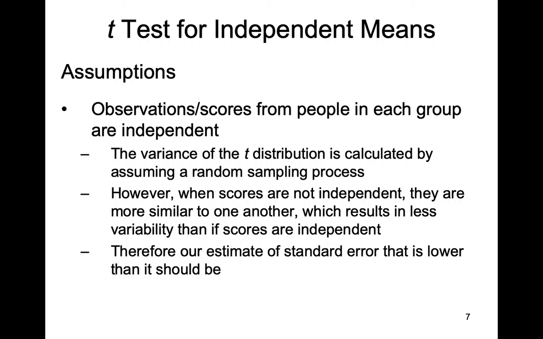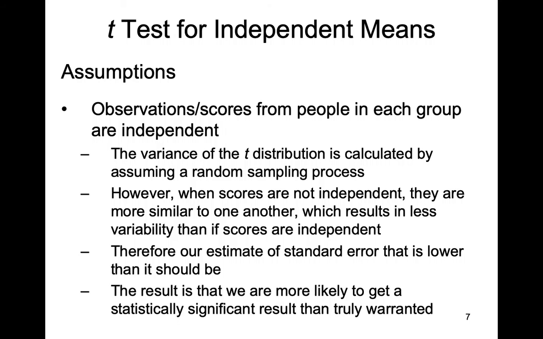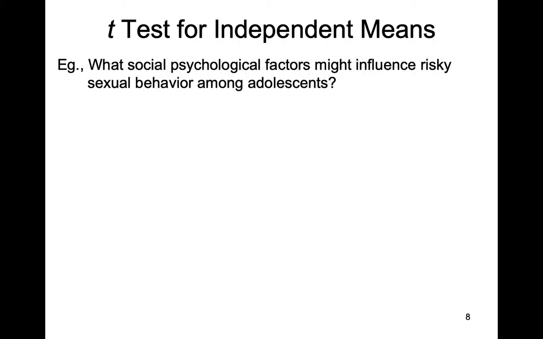So our estimate of standard error would be lower than it should be if we have scores from two different groups that influence each other versus are completely independent. And when we have a lower standard error, we're more likely to get a statistically significant result than we normally would. So, all right. Let's go through another example, which should give you a better sense of how to calculate our t-test.